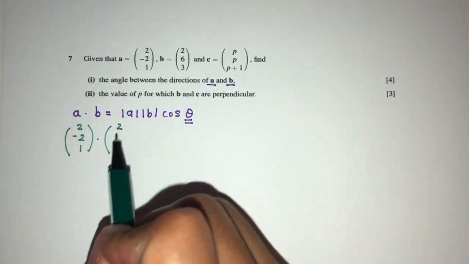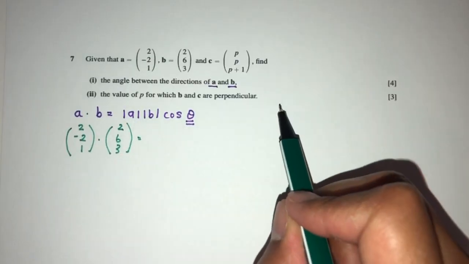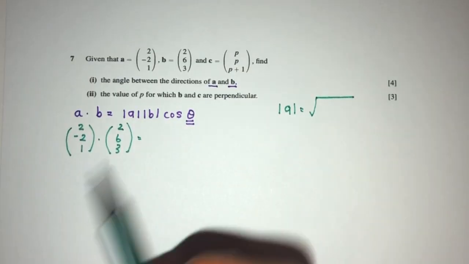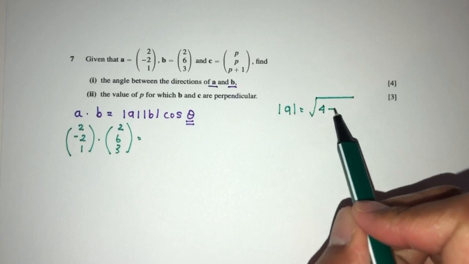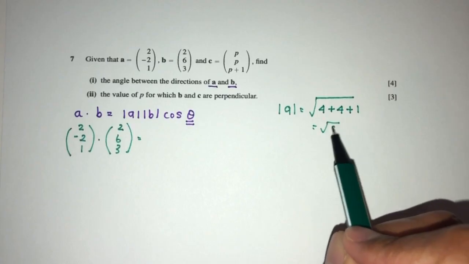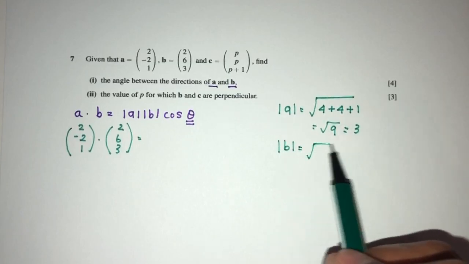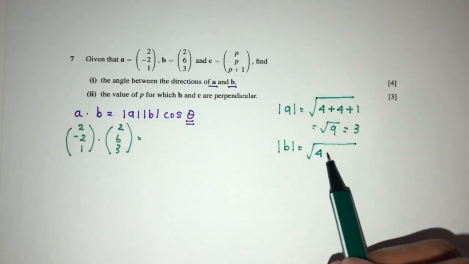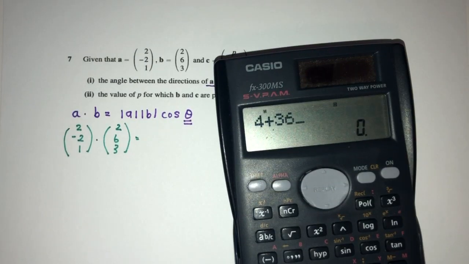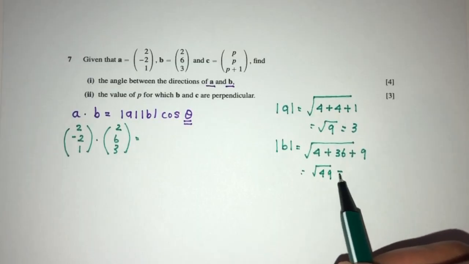Replace, so that will be 2, 6, and 3. That will be here for the magnitude of A, pretty easy. This is the formula we have to know. That will be 2 squared, that will be 4, plus minus 2 squared is also 4, and 1 squared is 1. That will be root of 9, and that should be 3. And the magnitude of B, that will be same again. That will be 2 squared will be 4, 6 squared will be 36, and 3 squared will be 9. So 4 plus 36 plus 9, that should be 49, and that should be root of 49, that will give you 7.